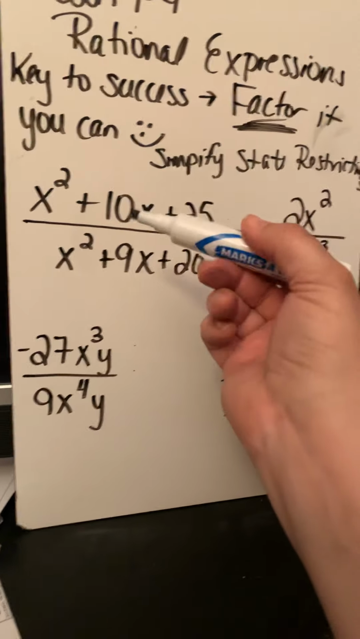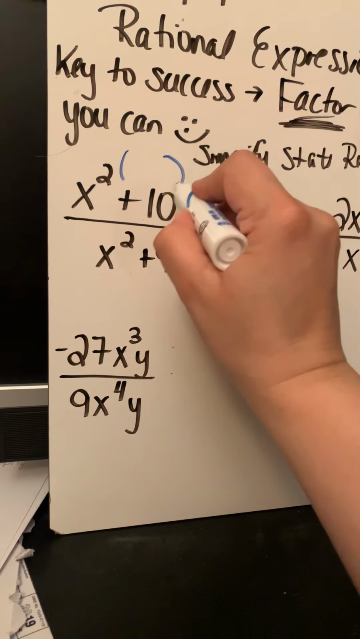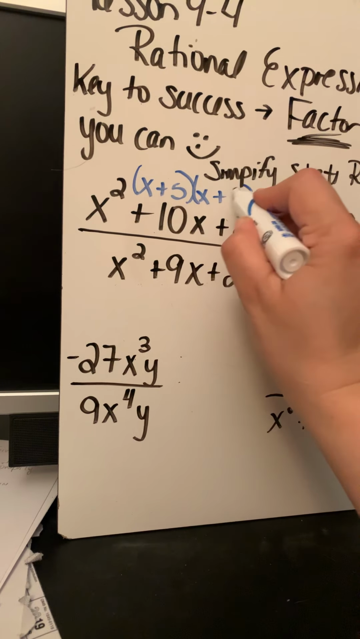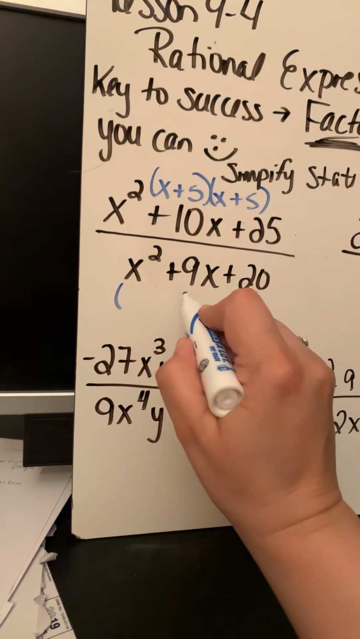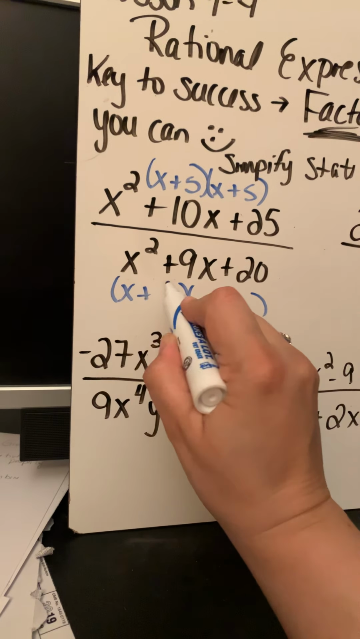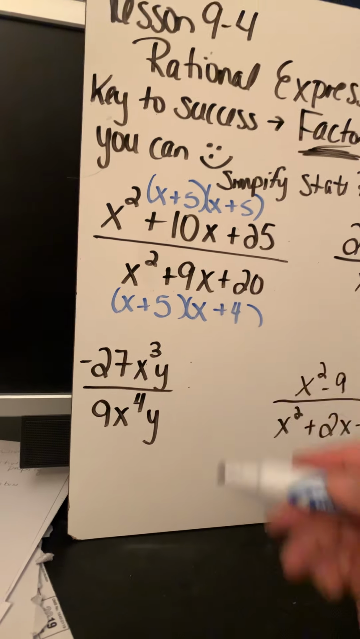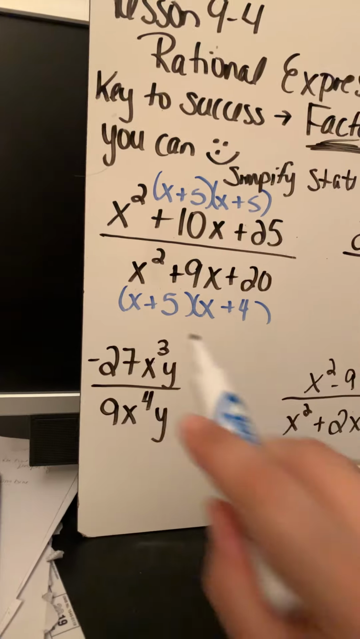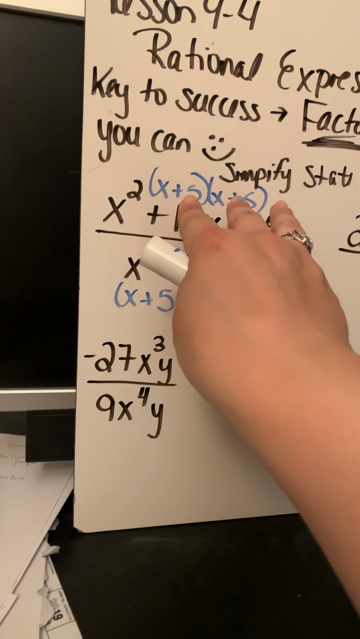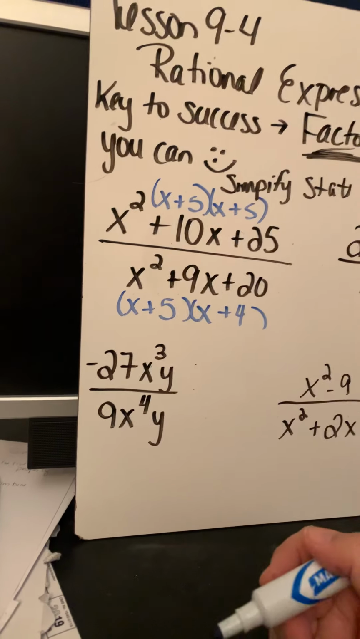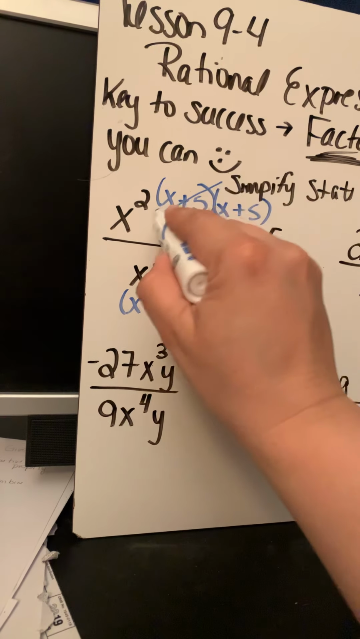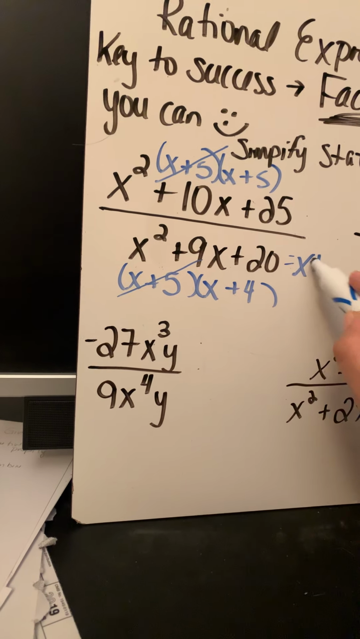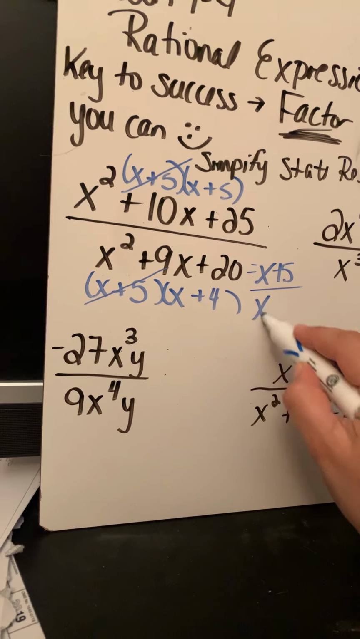So let's factor this. I'm looking at that numerator. What factors of 25 add or subtract to give me 10? 5 and 5. Factors of 20 add or subtract to give me 9? 5 and 4. We've done so much factoring, I'm not going to go over the factoring in detail much anymore. Because I'm multiplying two products together, now I can legally cancel something out. So I'm going to cancel out an x plus 5. What am I left with? I'm left with x plus 5 over x plus 4.